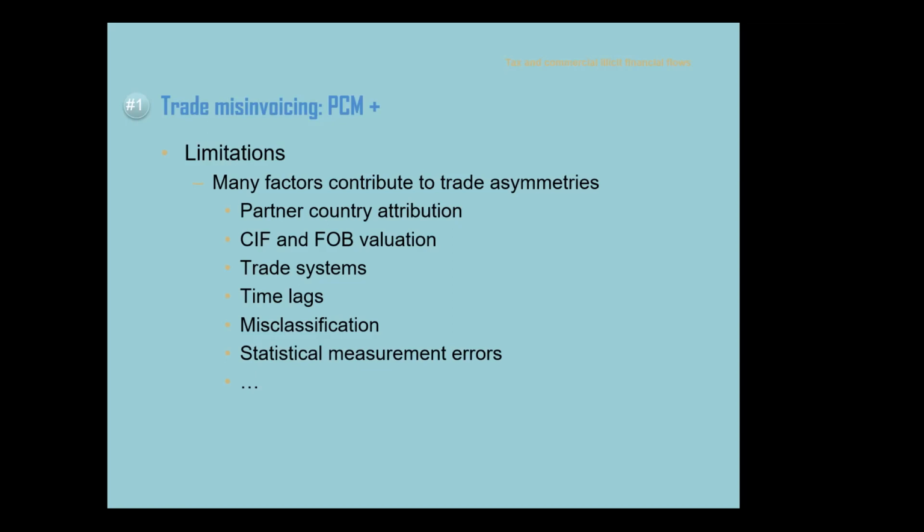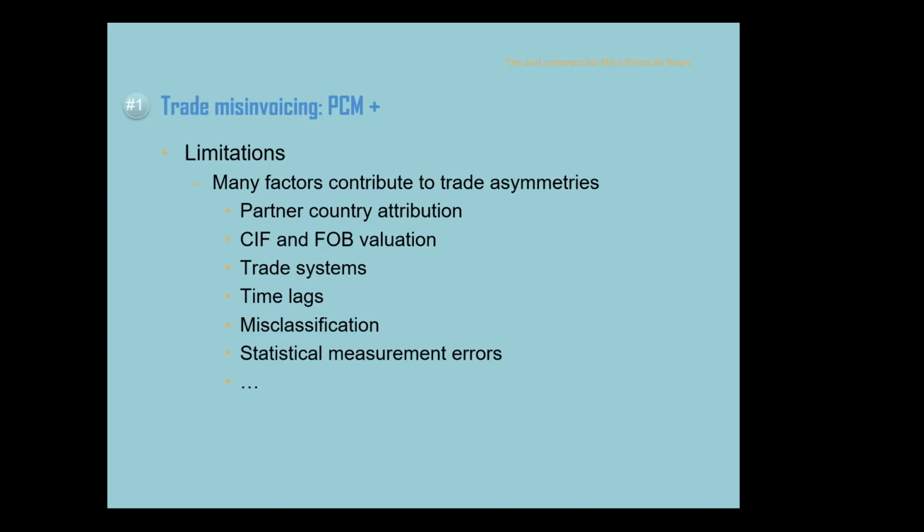And the third very important element, or major factor of trade asymmetries, is the application of different trade systems. So we have the general or the special trade system, and in the special trade systems, there are, of course, many options. So we need to observe which trade systems are being used in partner countries before we can make any moves ahead.